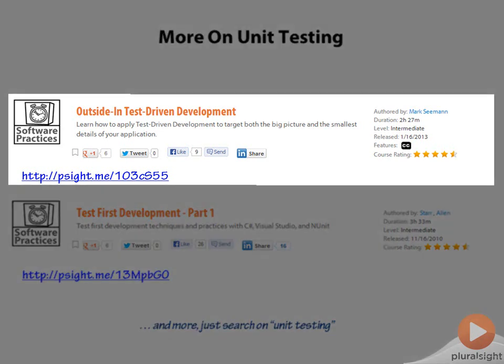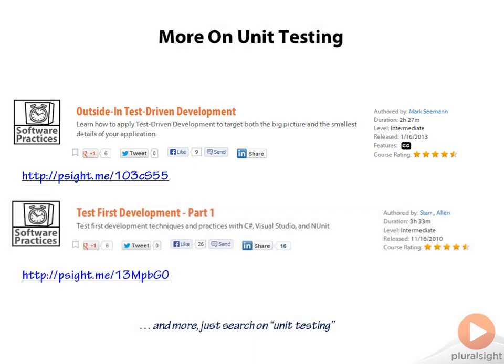The first course I'd recommend is Outside In Test-Driven Development by Mark Seaman. Mark is someone I highly respect when it comes to the subject of unit testing. He really thinks deeply about what it means to unit test and how you should create good unit tests, and I'd highly recommend his course.